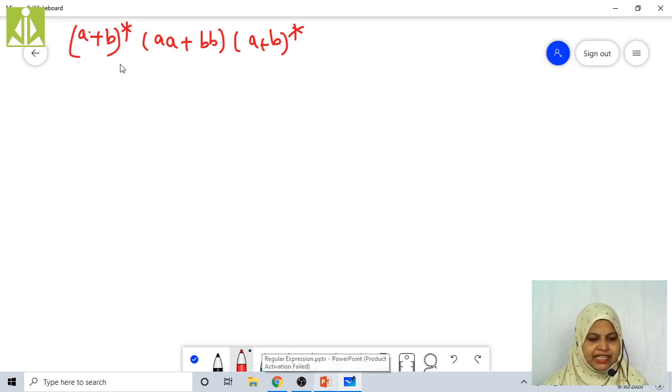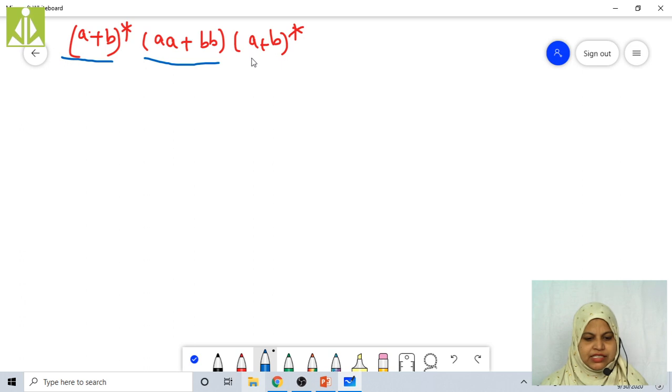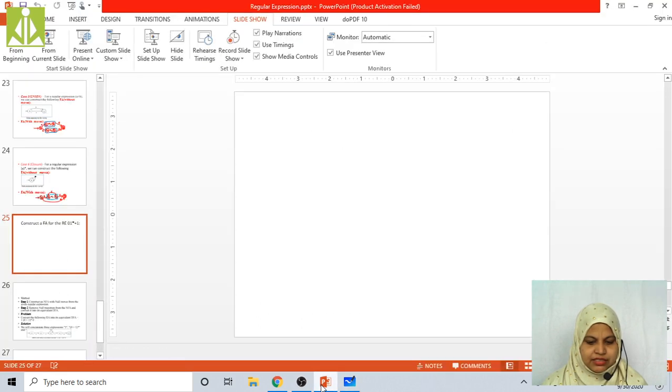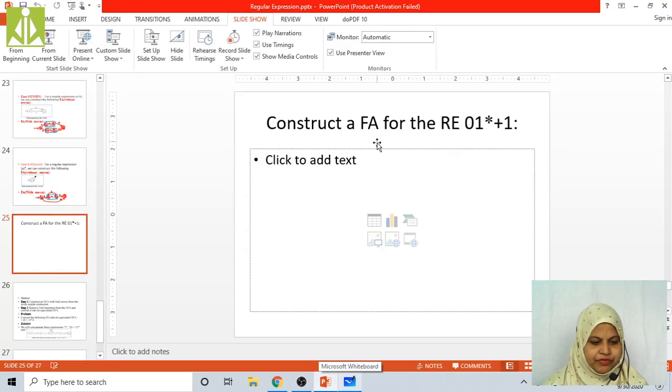See, this is the concatenation, right? Here this is one state, this is the second one, this is the third one, right? For example, I take these as M1, M2, M3. See here, how we are going to perform the concatenation.